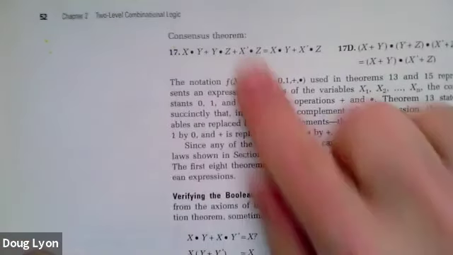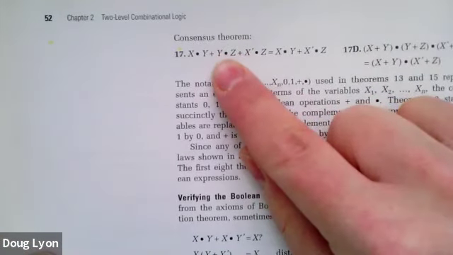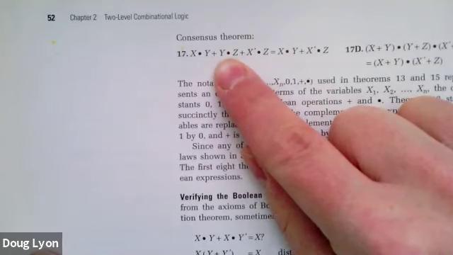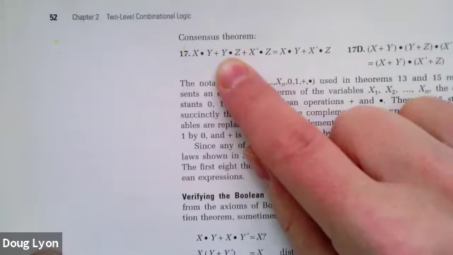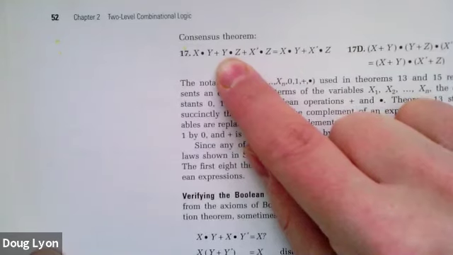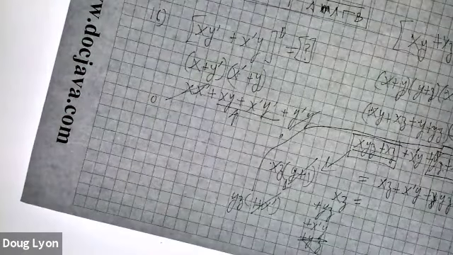And they call this, oh, I can't see it here. Here, now you can see it. They call it the consensus theorem. That's on page 52 of your book. So I've just proven, using Boolean algebraic manipulation, the consensus theorem. Isn't that cool? The answer is yes, Professor Lyon.